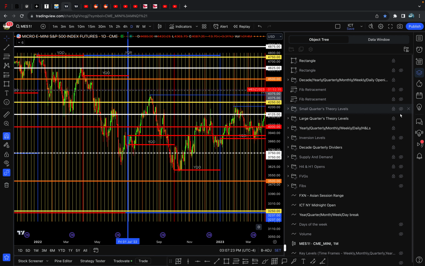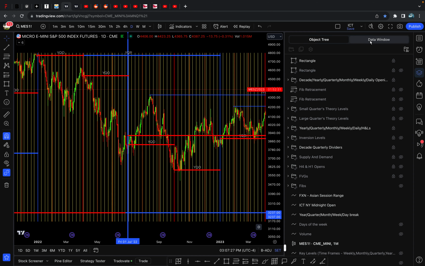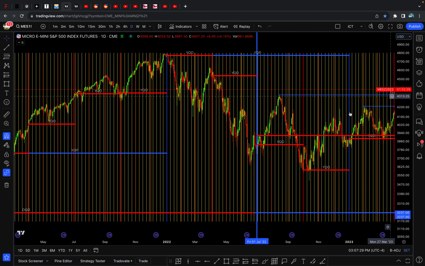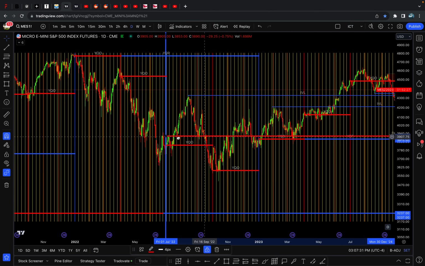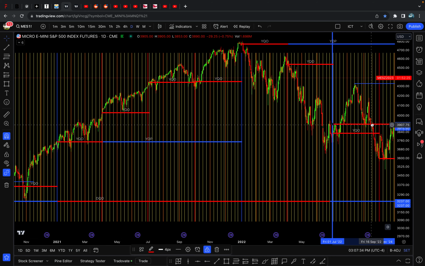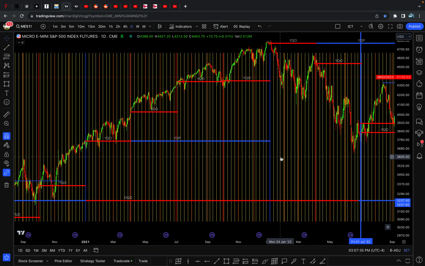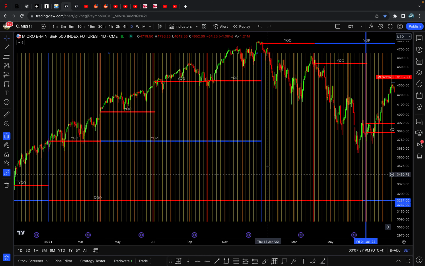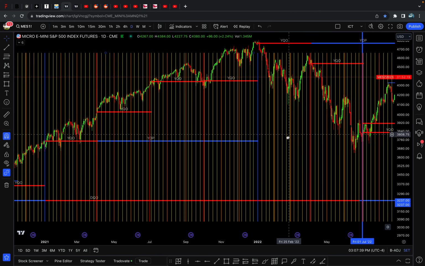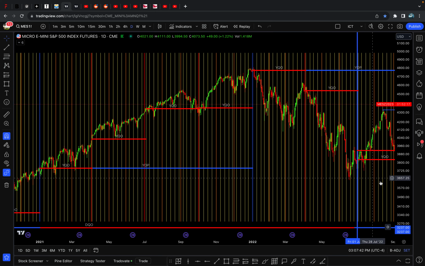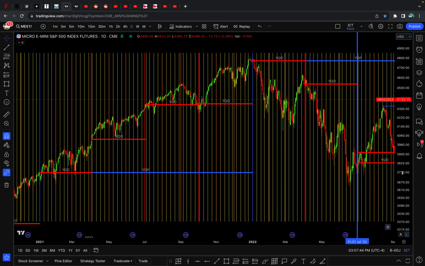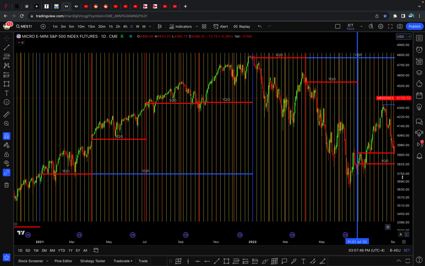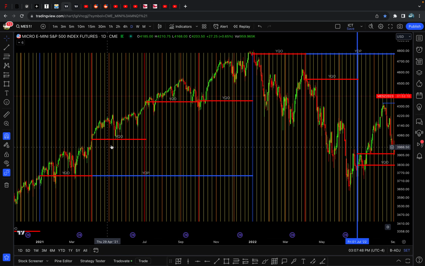So I'm always looking at the quarters theory levels. It's just so amazing. I'm always amazed. But don't worry, we're getting ready to zoom in. We're going to get to the entry in a minute, but look at the pattern right here. I want to show you.